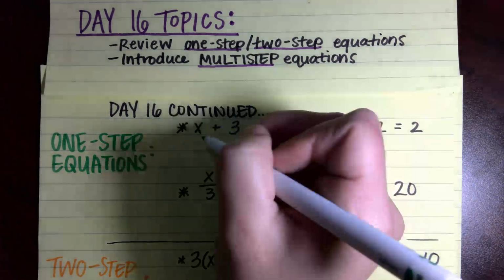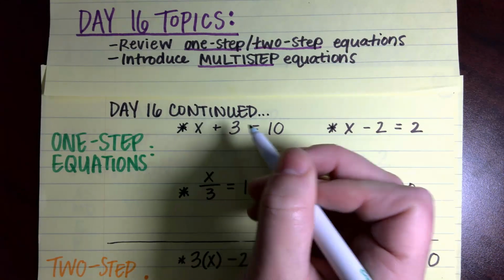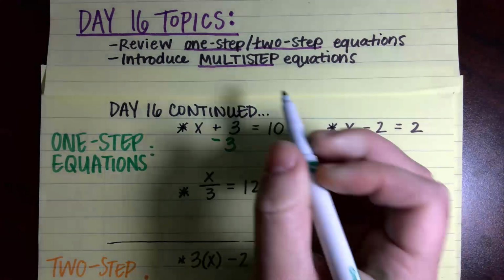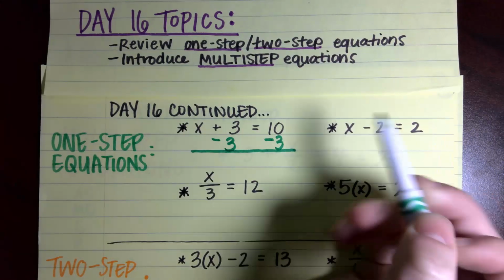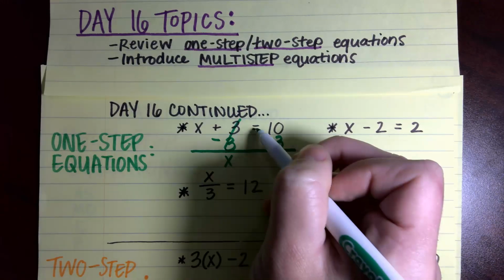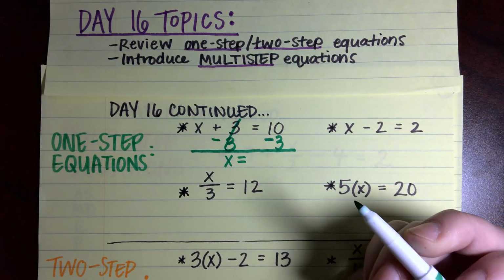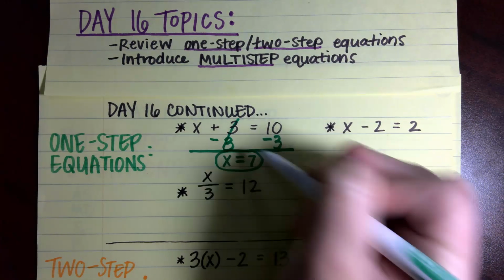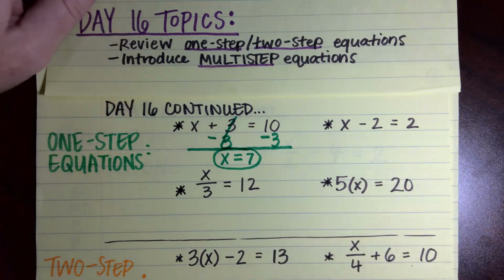Minus 3, perfect. We want to get x by itself. So to do that, we need to get rid of this plus 3. And to get rid of addition, we subtract. So I'll do that to both sides. All right, my 3's will cancel. I'll bring down my x equals, and then what is 10 minus 3? 7. 7, good. Very good. So there's an addition problem. Let's try a one-step subtraction problem.